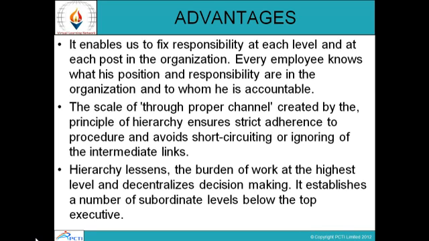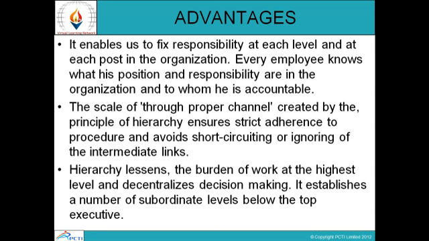It enables us to fix responsibility at each level and each post in the organization. Again, with the help of this, we understand what the responsibilities are at different levels, and at different positions and posts. So every employee knows what his position and responsibility are in the organization. The scalar chain, through the proper channel created by the principle of hierarchy, ensures strict adherence to procedure and avoids the short-circuiting and ignoring of the intermediate levels.